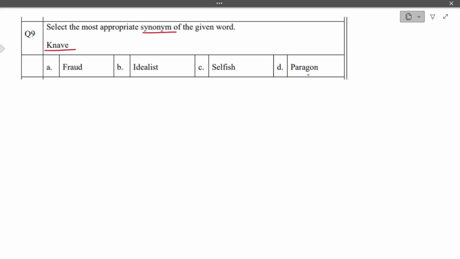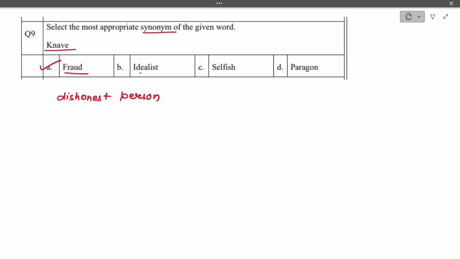The word knave refers to a dishonest or uncultured or unscrupulous person. Basically, what does that mean? A person who is dishonest. So knave means a dishonest person, you can say. Now with this you will get the hint. Dishonest person is what? Fraud, right? The correct answer in this case would be fraud.